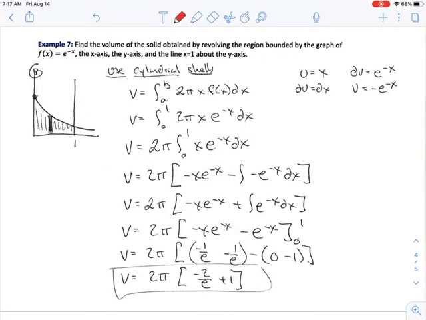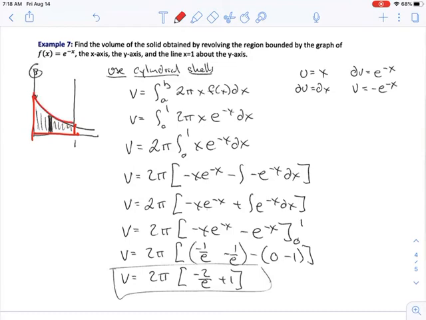So we want to find the volume of a solid obtained by revolving the region bounded by the graph of f of x equals e to the negative x, the x-axis, the y-axis, and the line x equals 1 about the y-axis. So this is going back to a volume problem. Well, we know how to do those from the last chapter. So the first thing you do is go to Desmos and graph it if you want, and then make a little sketch of what that looks like here. So that's what I did. So here's my region bounded.